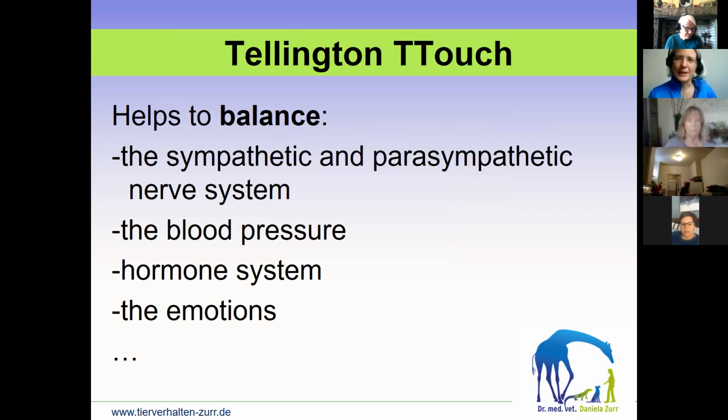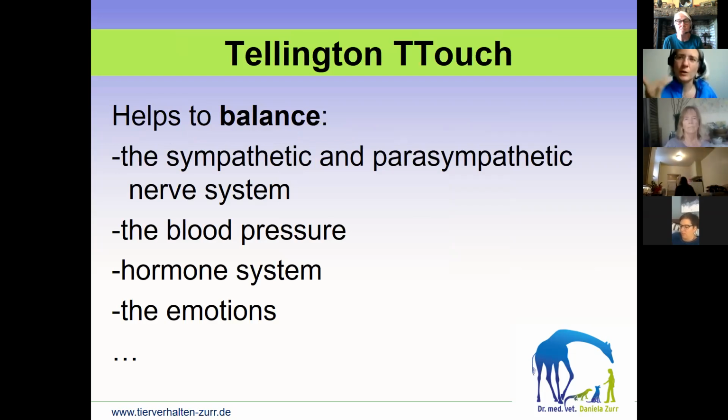So I said balance is an important word for me, and maybe we can say, when we talked about memo, that TTouch also helps to balance the animal and the environment, that they find a good balance with each other, but it also helps to balance, as I said, the sympathetic and parasympathetic nervous system. It helps to balance the blood pressure.